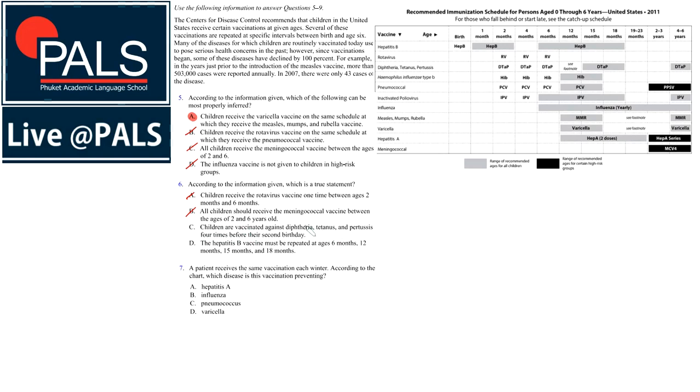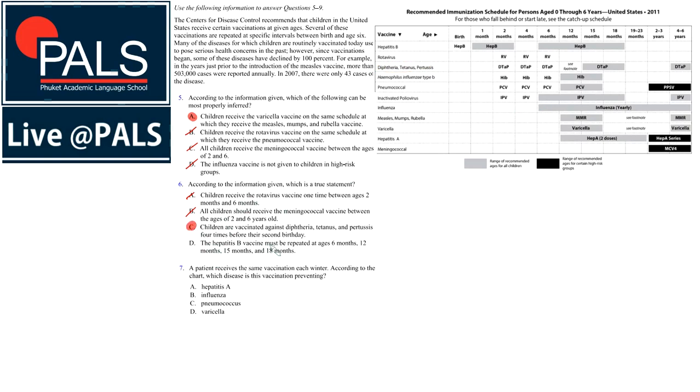Children are vaccinated against diphtheria, tetanus, and pertussis 4 times before the 2nd birthday. Diphtheria, tetanus, pertussis, 4 times before their 2nd birthday. 1, 2, 3, 4. 2nd birthday is somewhere here between around 24 months. So yes, they receive 4 vaccines. So that is the correct answer.